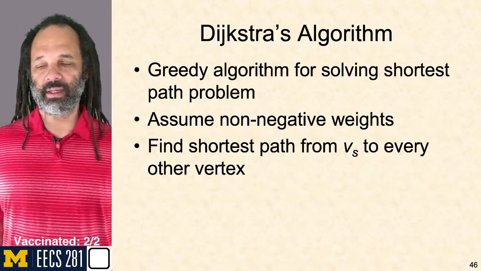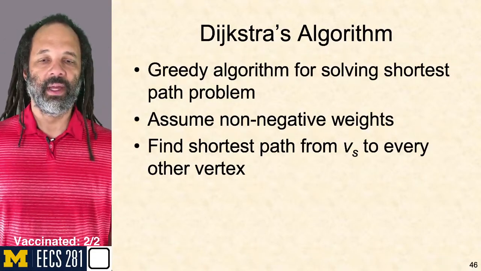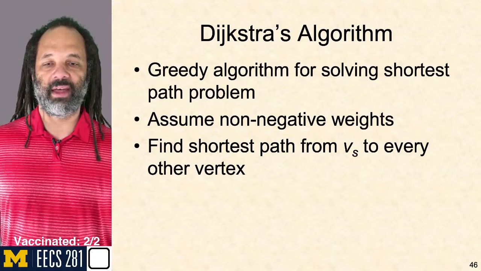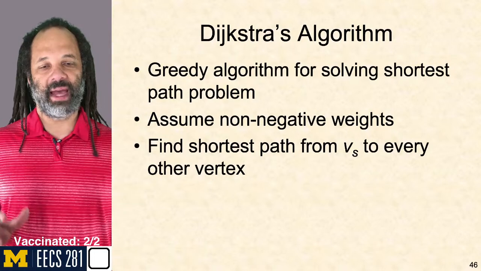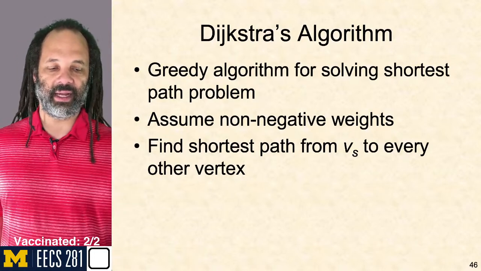Dijkstra's is greedy, if you're trying to figure out which family it's from. It's a greedy algorithm for solving the shortest path problem. It assumes non-negative weights, and it finds the shortest path from V sub s to every other vertex.